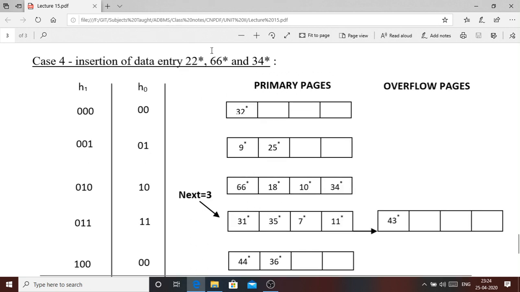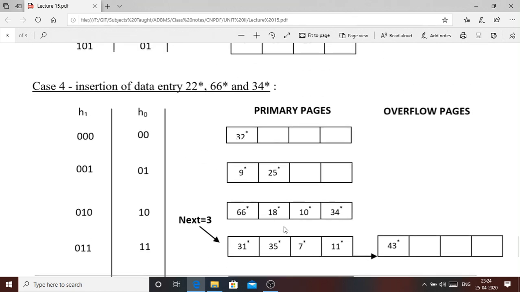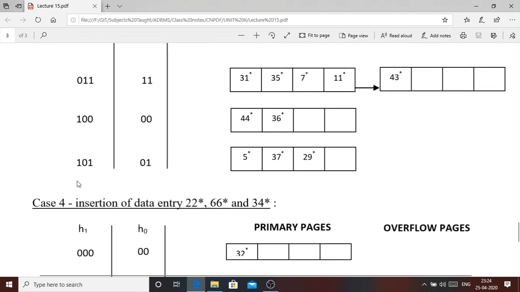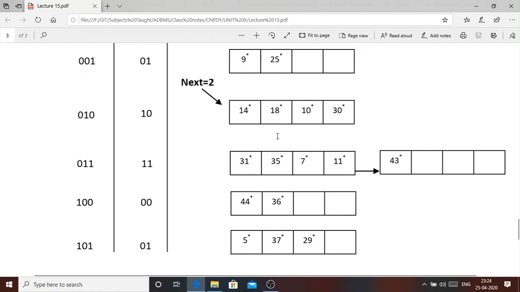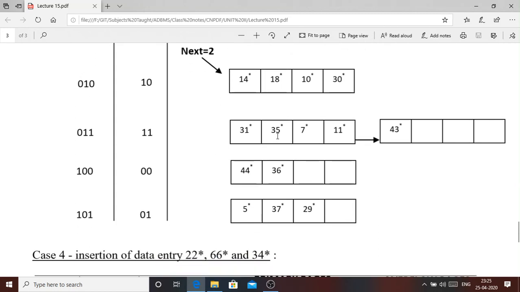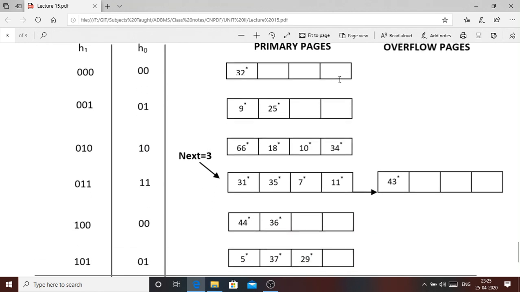Now if you want to insert 22, then 66, then 34, you get a configuration of this sort. Now you can do it yourself and check that when you insert 22, basically 22 got inserted here in the 10. But we know that in the 10, in the earlier page, there were 40, 32, so there was no space here, 10. So you need to split here, right?